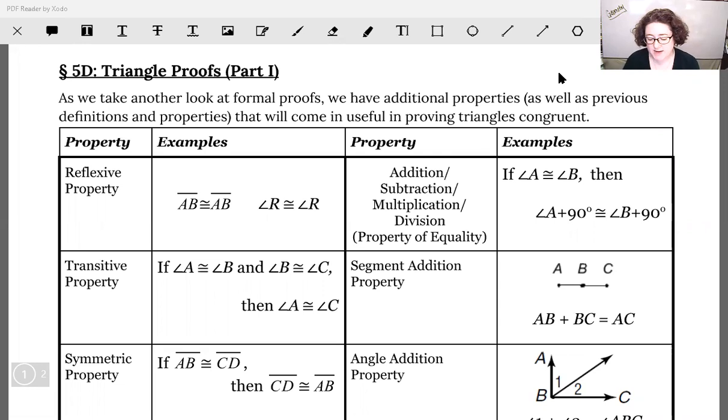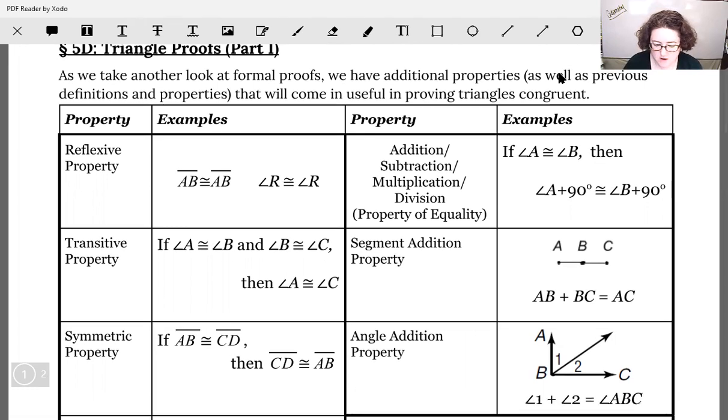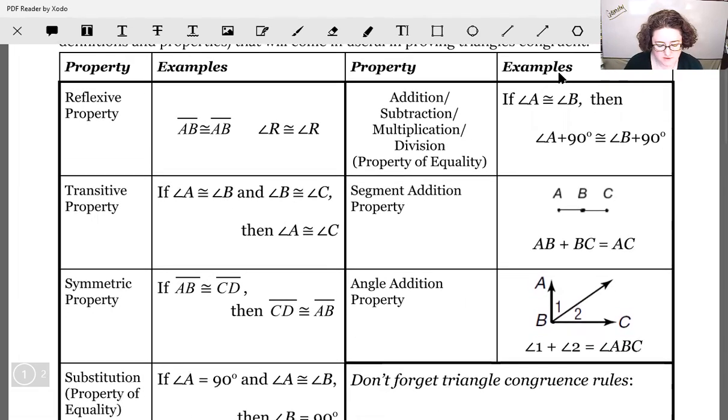Some of our big ideas, the first three we're going to look at, are actually holdovers from algebra. We may talk about them a little differently when we're talking about geometric objects, but the theory is still the same as what you've used before. So our first three are the reflexive, transitive, and symmetric properties.